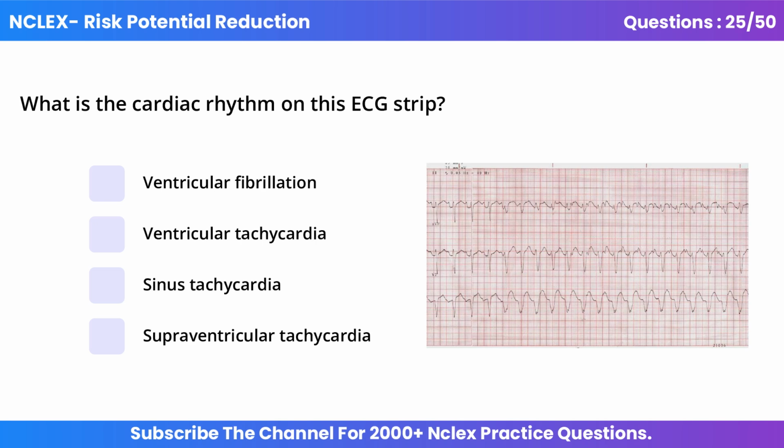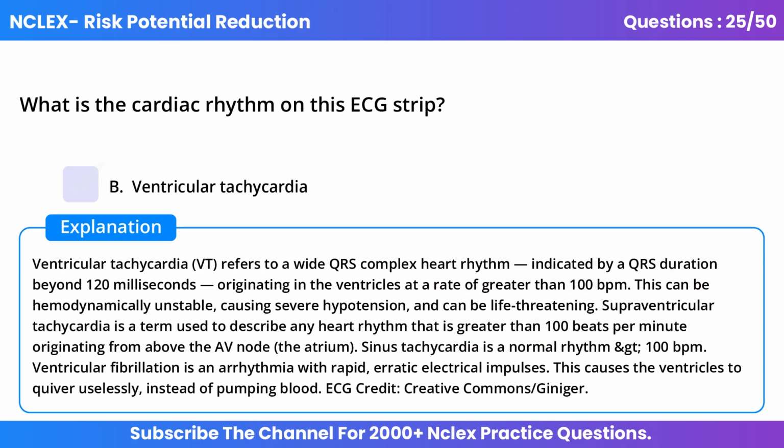Question 25. What is the cardiac rhythm on this ECG strip? B. Ventricular tachycardia. Ventricular tachycardia, VT, refers to a wide QRS complex heart rhythm indicated by a QRS duration beyond 120 milliseconds originating in the ventricles at a rate of greater than 100 bpm. This can be hemodynamically unstable, causing severe hypertension, and can be life-threatening.